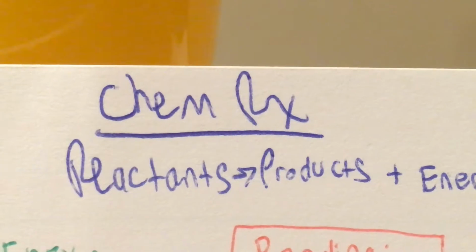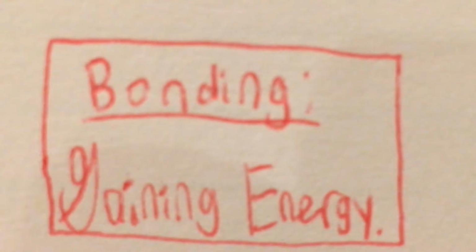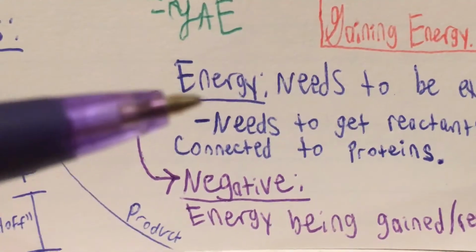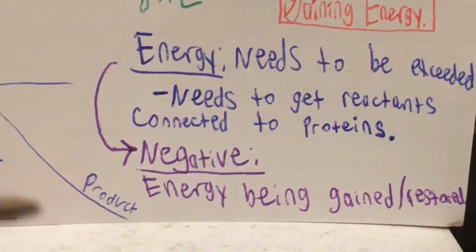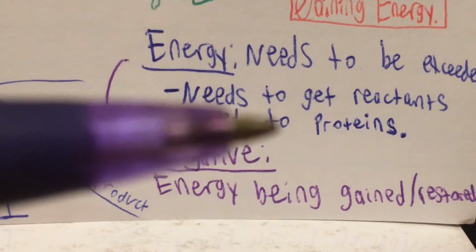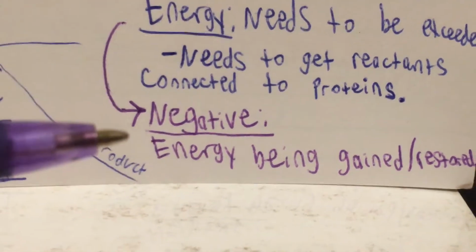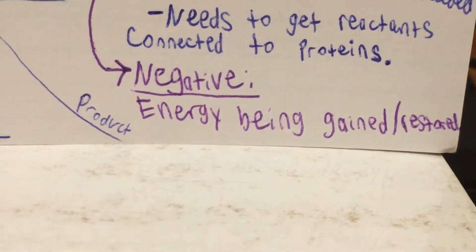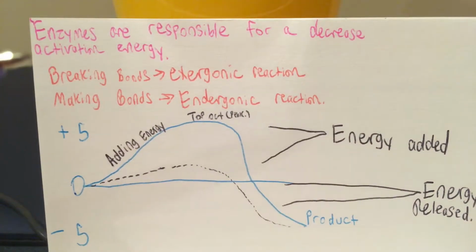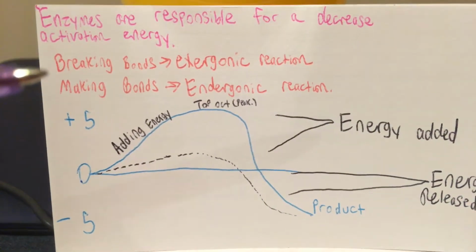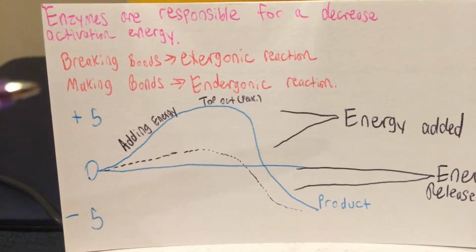Chemical reactions are reactants, products, plus energy. Bonding means gaining energy. The energy needs to be exceeded. And it also needs to get the reactants connected to the proteins. And the negative would be the energy being gained or restored. Enzymes are responsible for a decreased activation energy. Breaking bonds is an exergonic reaction, while making bonds is an endergonic reaction.